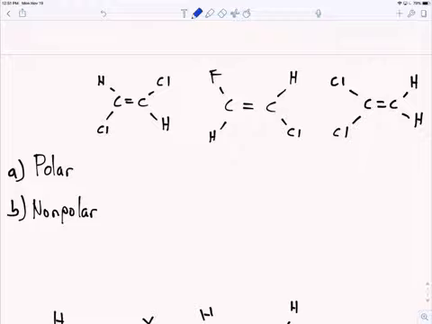And I want you to tell me if these molecules are polar or nonpolar, using this vector kind of stuff I've been talking about. So the first one, this is 1,2-dichloroethene. So you don't have to worry about the names.